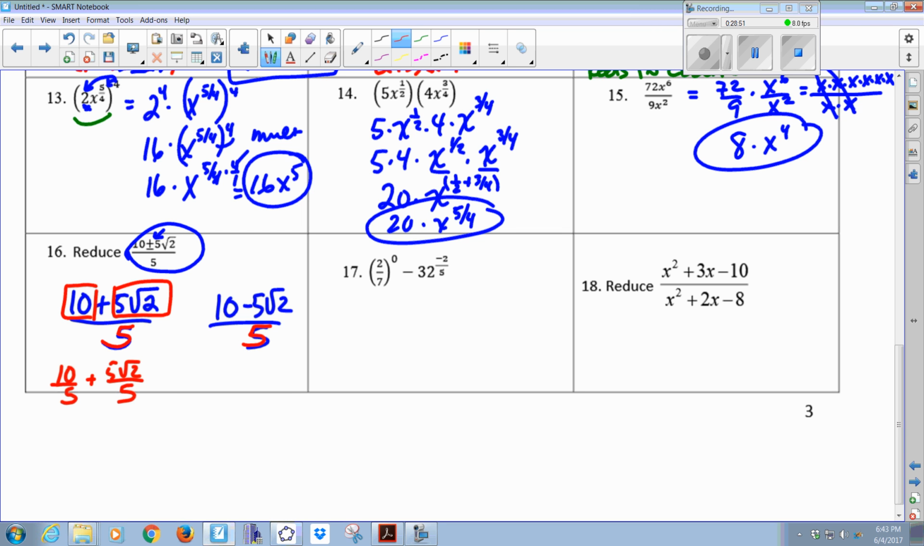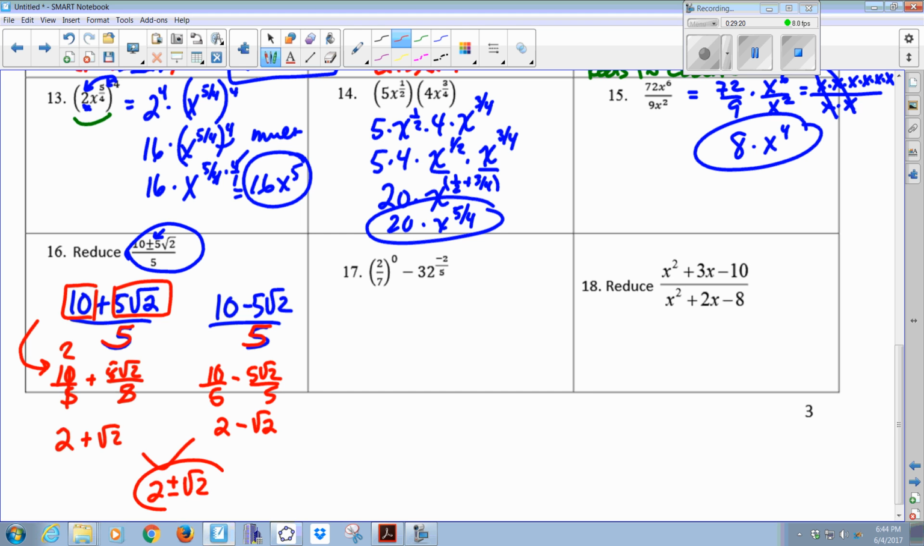So often I encourage my students to separate out the two fractions and then simplify each one. So this becomes 2, and this becomes the square root of 2. Similarly over here, you have 10 divided by 5 minus 5 square roots of 2 over 5. So you get 2 take away the square root of 2. If you wanted to express that with the plus and minus sign, this is what it would look like.